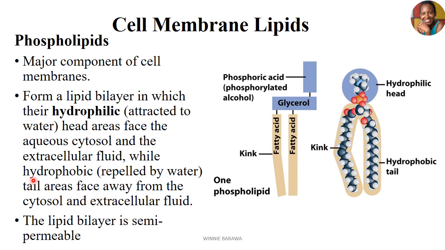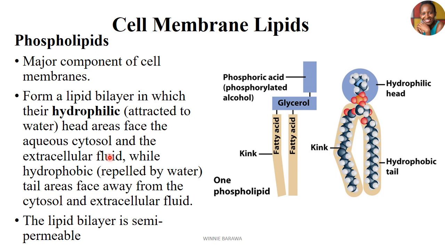While the side that is hydrophobic is actually the tail, and we're being told this means fears water or repels water, and therefore it will face away from the cytosol or the extracellular fluid. So the bilipid nature is what actually contributes to the semi-permeability of our cell membrane.